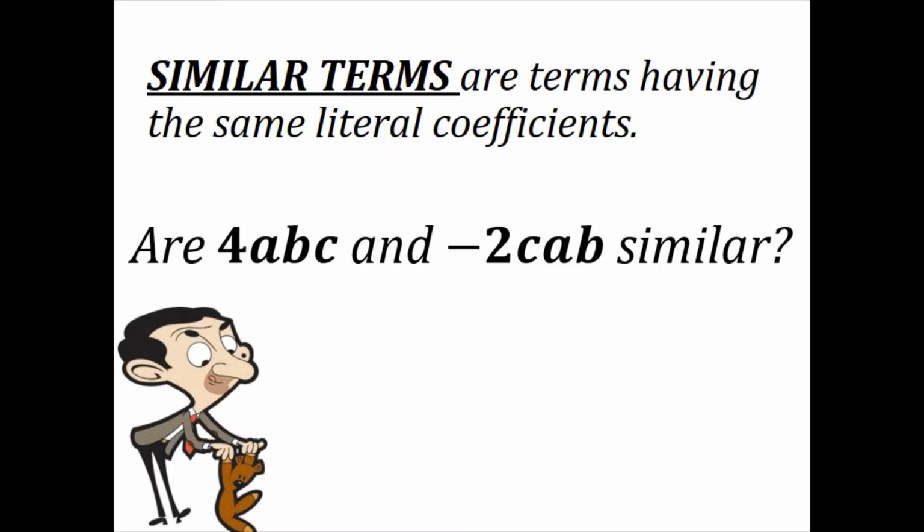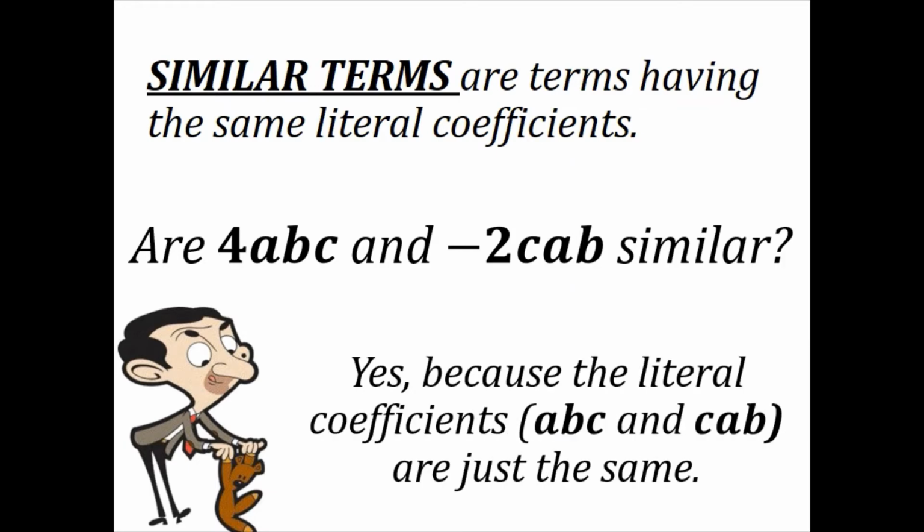Lastly, are 4abc and negative 2cab similar? Yes, they are similar because the variables are exactly the same, the exponents of each of the variables are also the same, the only difference is their order. But it doesn't matter how they are arranged, still, they are similar terms.